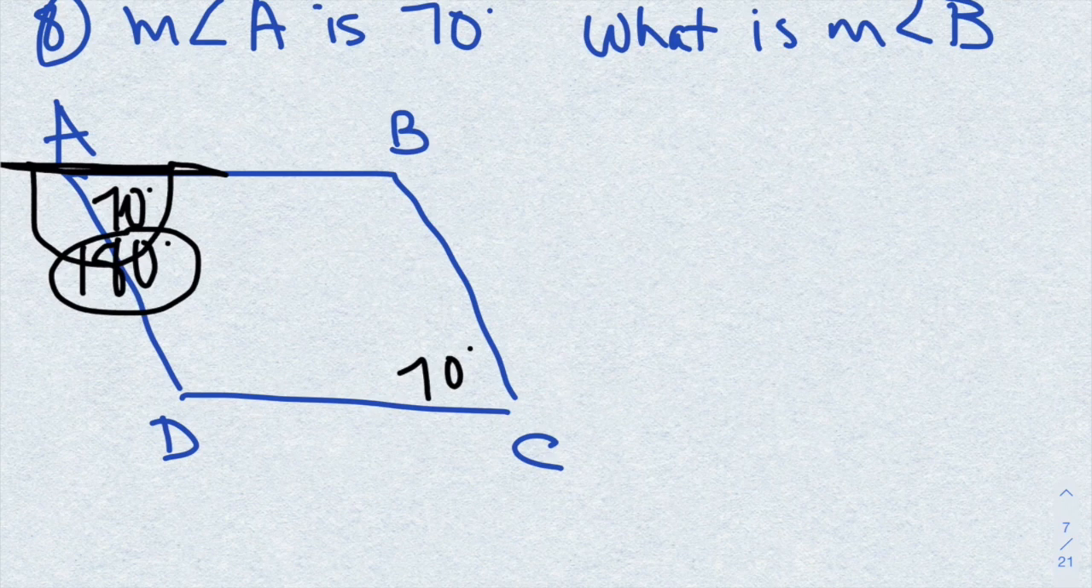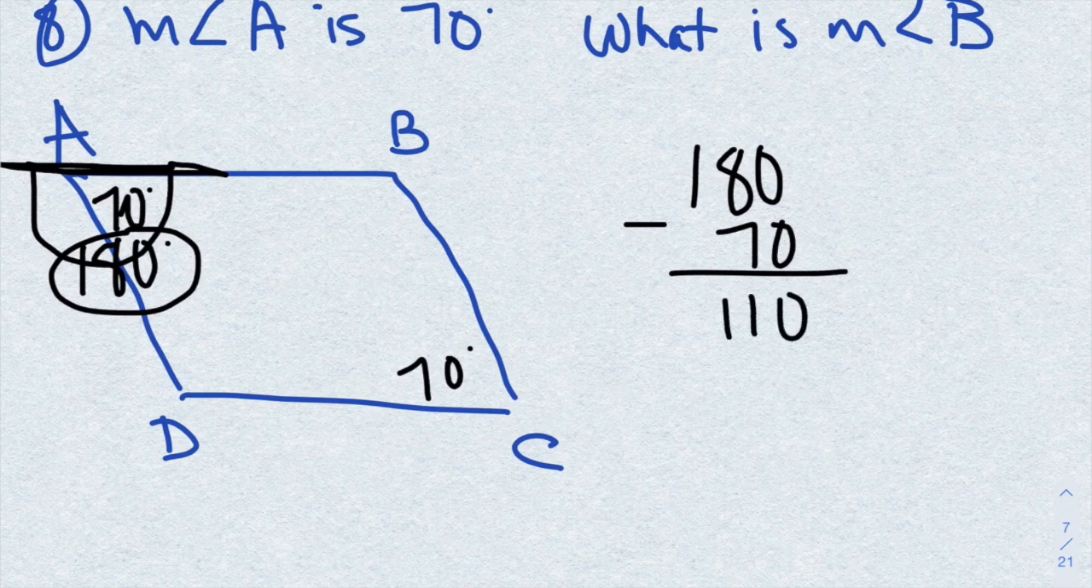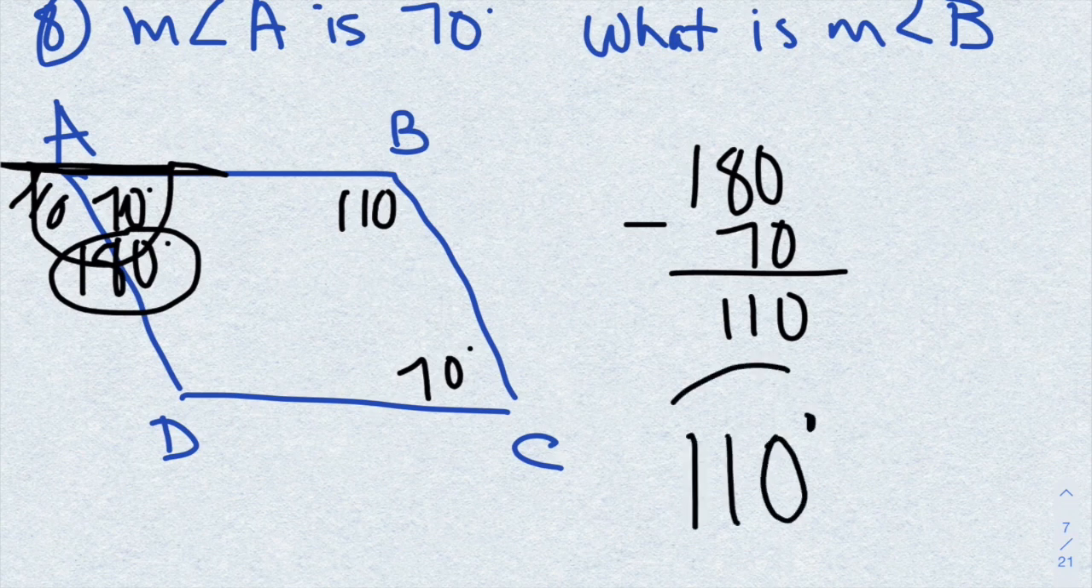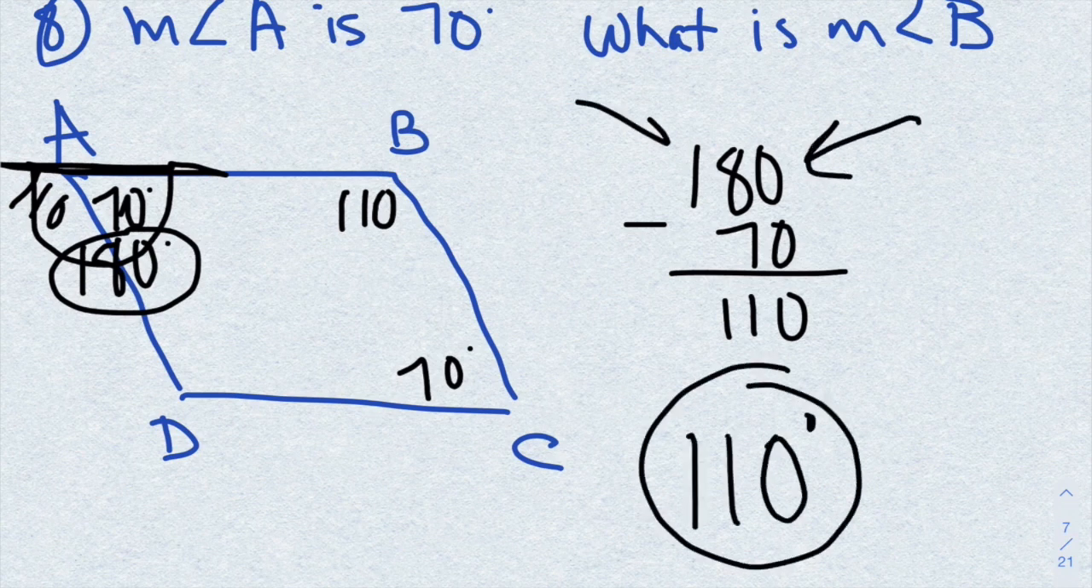So if the whole angle is 180, I can subtract the 70 to know what I already know, and that gives me 110. So it tells me this part of my angle is 110. So B, because it's supplementary, would also be 110. So I'd say it is 110 degrees. Remember, 180 is your magic number.